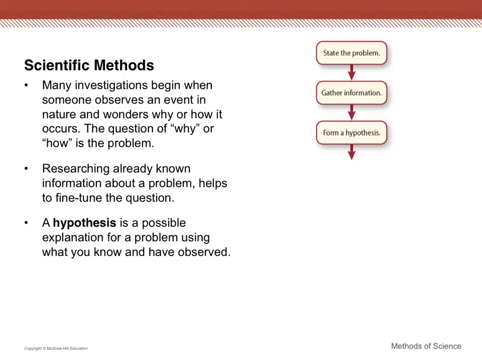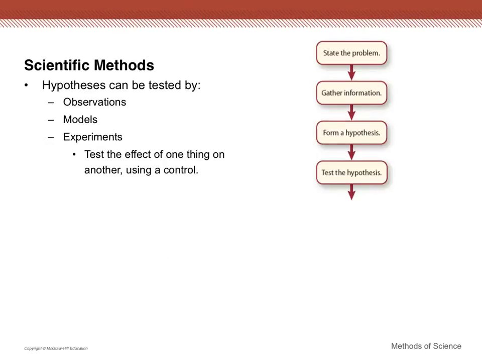And so if you research information that's already known about a particular situation, you can then find a more fine-tuned question to ask about the situation. And this is where you will form a hypothesis. That's a possible explanation for a problem using what we know and have observed. Then we want to test the hypothesis, and hypotheses can be tested by observations, by models, or by experiments.